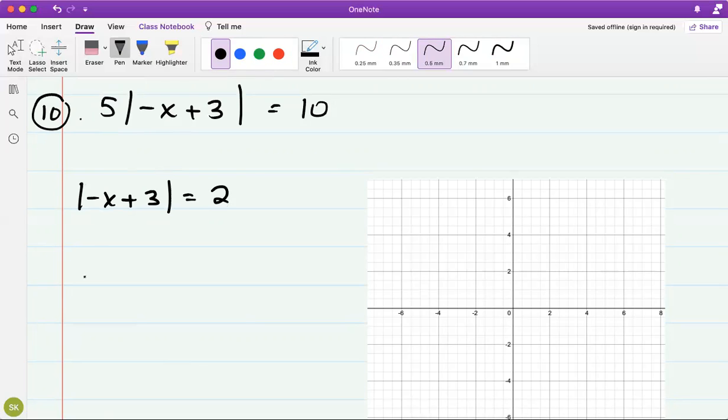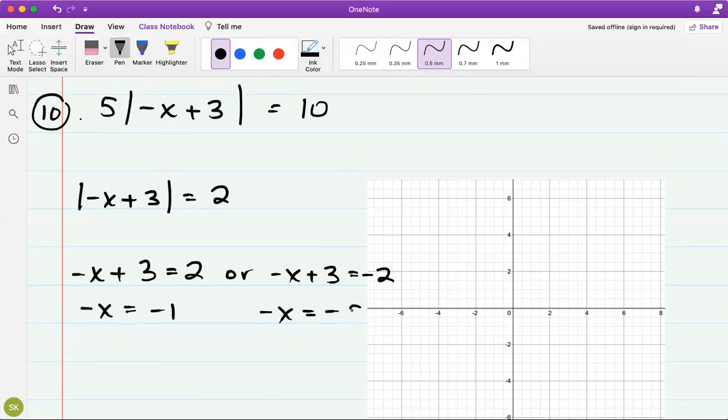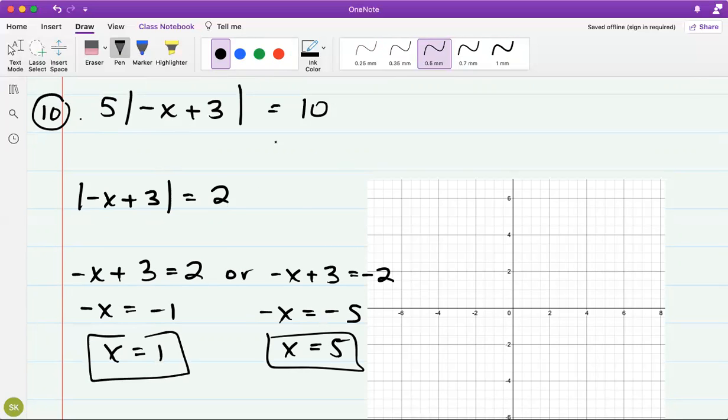And then because this is isolated, you say this is equal to 2 or negative 2. Put the 3 on the other side, and you get x is 5 and x is 1. I can graph this. 10 is actually really up here, so maybe we can extend this. This would be 7, 8, 9, 10.